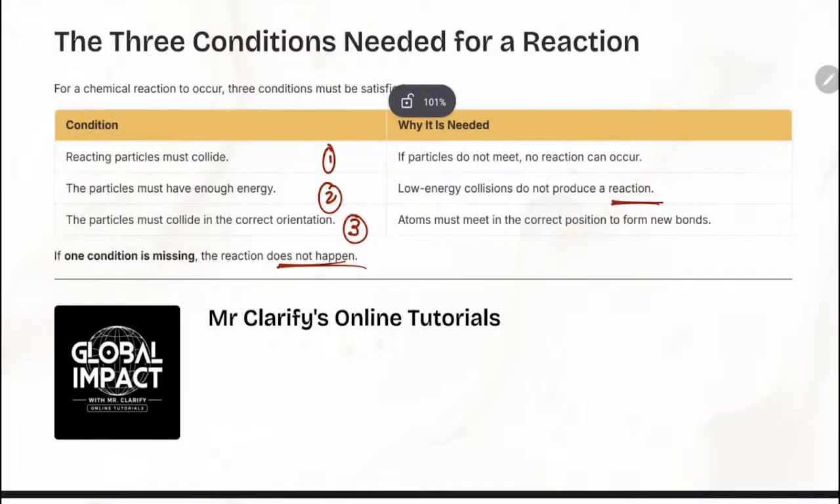Particles must collide or meet. If they don't, no reaction can occur. Then particles must collide in the correct orientation, in the correct position to form new bonds. If the orientation is wrong, then they cannot fit in, they cannot form a new bond. Are we together? This is what we call the collision theory. Anyone with a question?